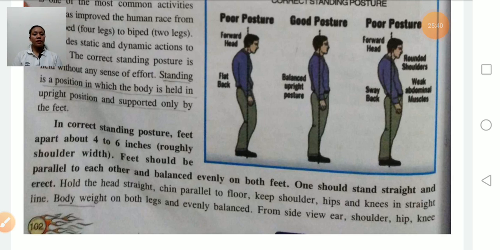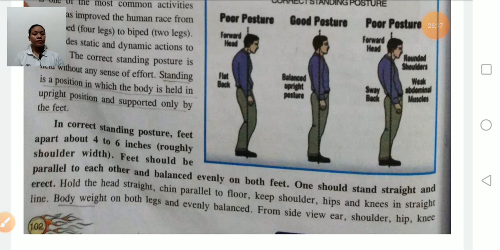Hold the head straight, chin parallel to the floor. Keep the shoulders, hip and knee in a straight line. Body weight on both legs should be evenly balanced. If his body weight is 50, then there will be balance in both legs, meaning 25 weight in each leg.